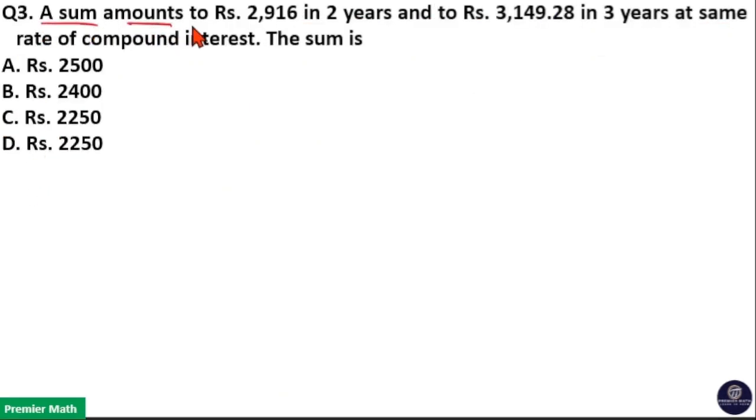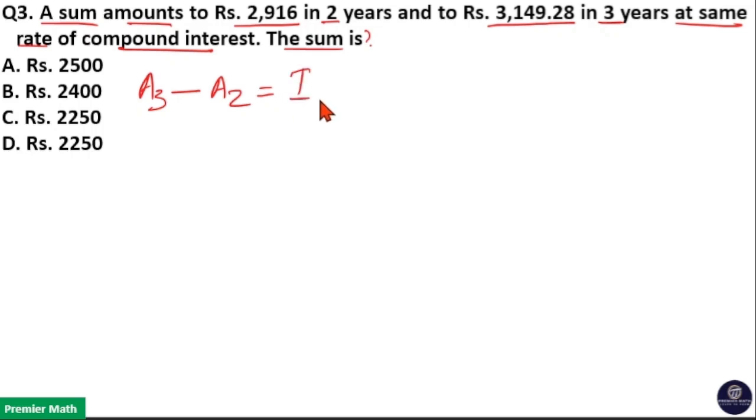A sum amounts to rupees 2916 in 2 years and rupees 3149.28 in 3 years at the same rate of compound interest. The sum is? Here amount received at the end of 3 years minus amount received at the end of 2 years is equal to interest received for the third year. Now if you take the difference between this one and this one, this is equal to interest.